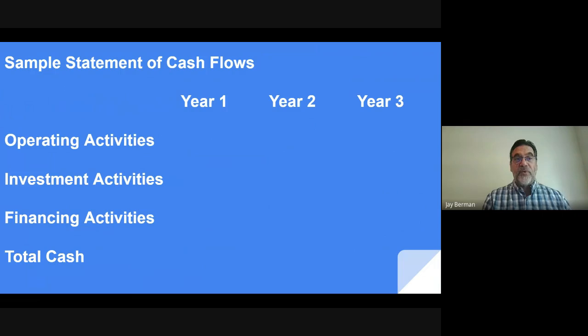And this is a sample of a statement of cash flows. So you have your operating activities, investment activities, financing activities, total cash, and you have year 1, 2, or 3. That should be more than sufficient to help you create a statement of cash flows. You only need 3 years in advance when you calculate your statement of cash flows. Again, I recommend that you use Microsoft Excel or Google Sheets.